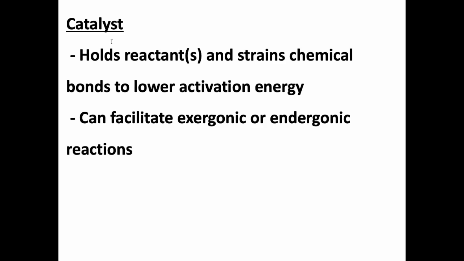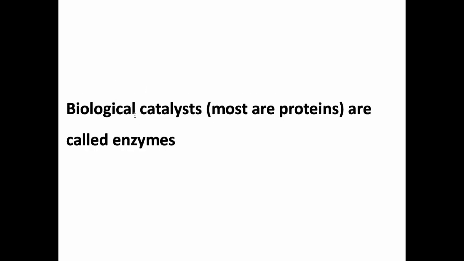There are a lot of things that catalyze chemical reactions. We're going to get more specific now and talk about the kind of catalysts that are biological in nature. There's a special name for these things. Biological catalysts, and side note, almost all these things are proteins. Protein catalysts are called enzymes.